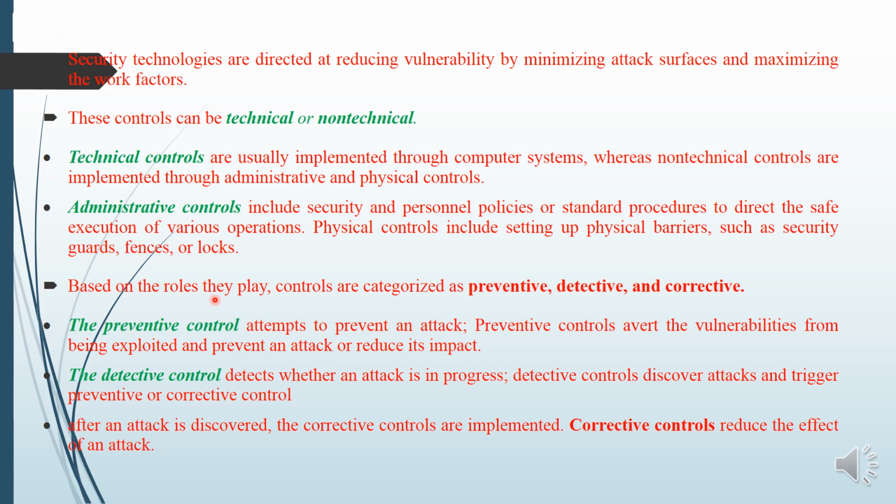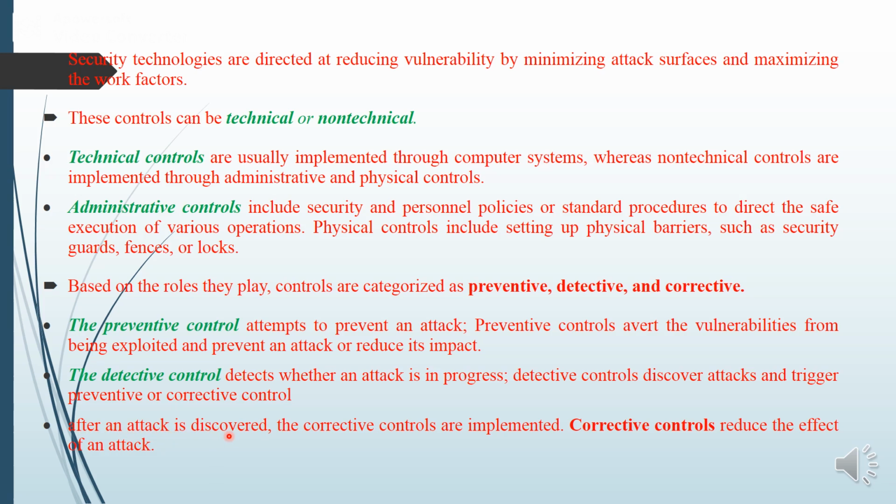Based on the roles they play, the controls are categorized as preventive control, detective control, as well as corrective control. The preventive control attempts to prevent an attack. It avoids the vulnerability from being exploited, and prevents an attack or reduces its impact. The detective control detects where an attack is in progress, identifying which particular access point is under attack. Detective controls discover attacks and trigger preventive or corrective controls.